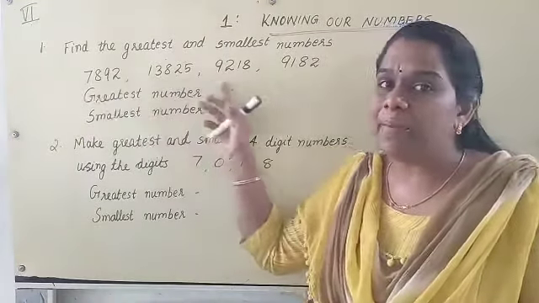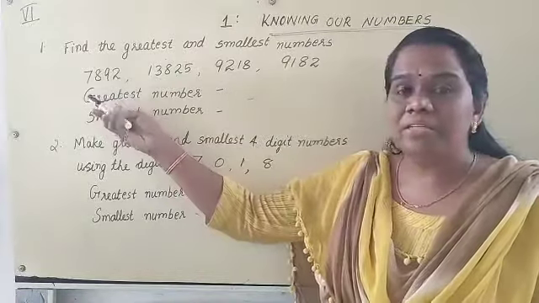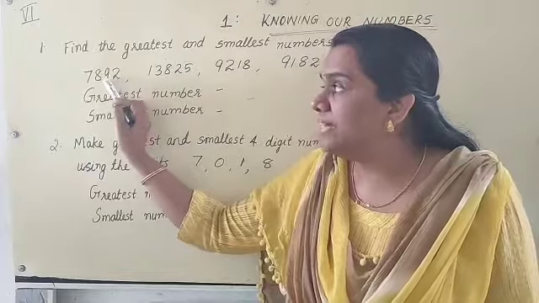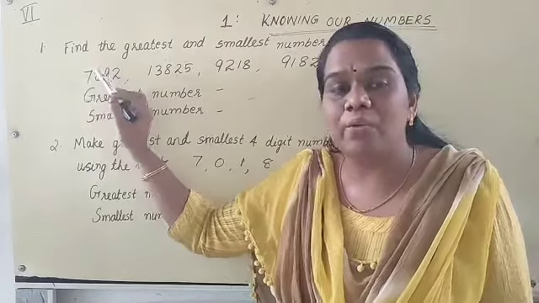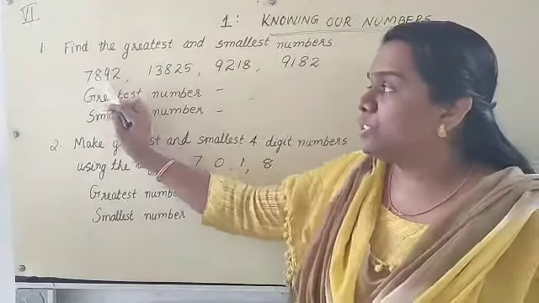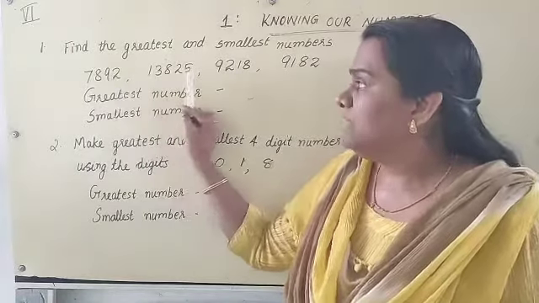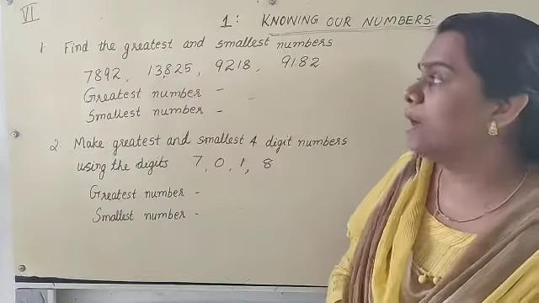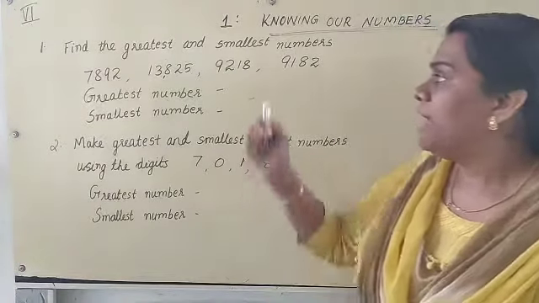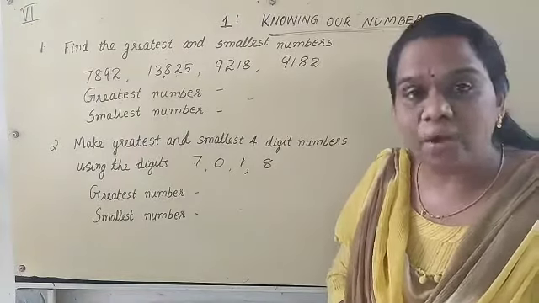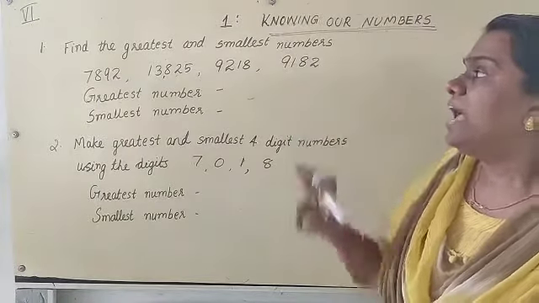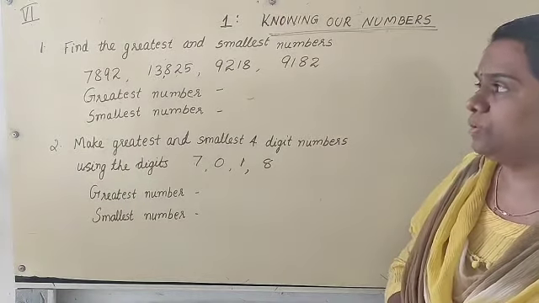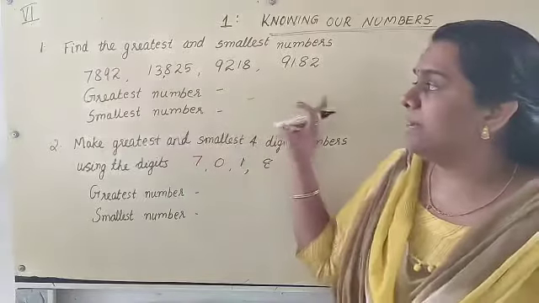I have written some numbers here. You can read the numbers. These are 4-digit numbers. Which are the places? Ones, tens, hundreds, then thousands. How do we read the number? 7,892. Which is the second number? 13,825. And the third number is 9,218. And the last number which I wrote here, 9,182. So, which is the greatest number among these?